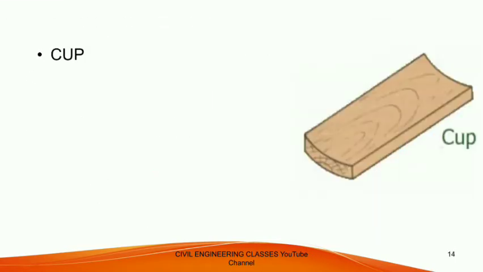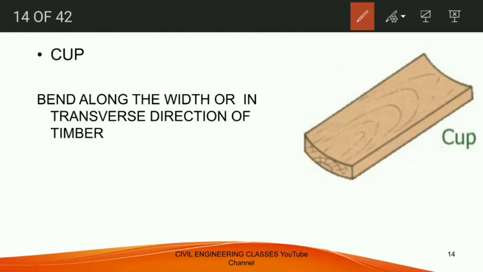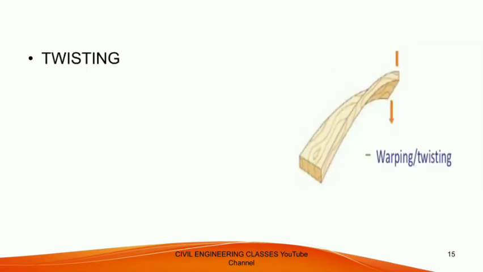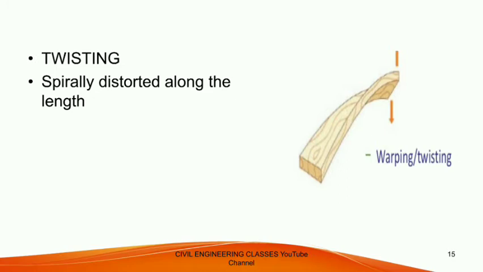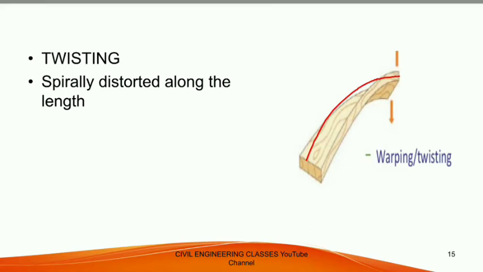Next is a cup. Cup means it will bend along the width or in the transverse direction. Here we can see the width section. There is a slight bend in it. It is called a cup. Next is twisting. Twisting is also similar to the bow and the cup, but in this there is a spiral distortion along the length. It is called warping or twisting.